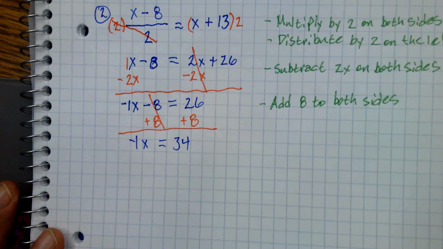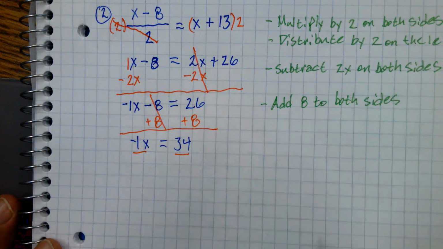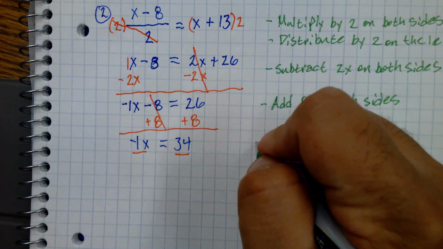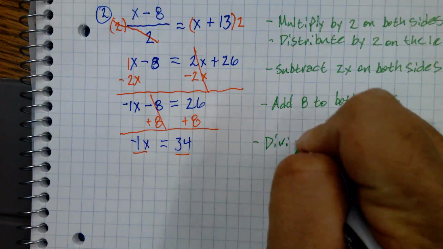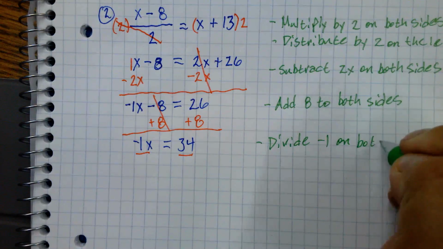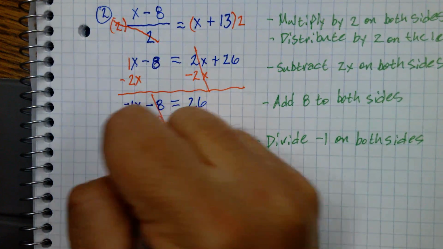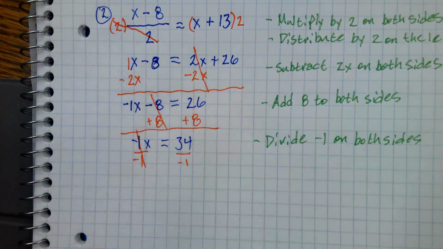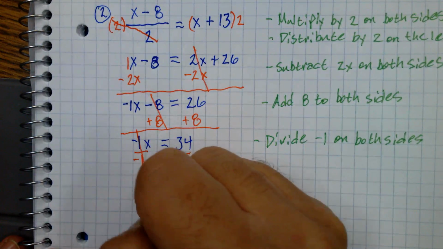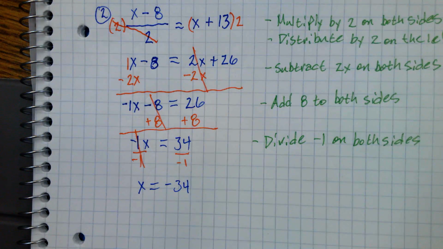Are we done? Get rid of the negative 1. So how do we get rid of that negative 1? All right, x equals negative 34. All right. So this is basically what we will be doing on today's lesson.